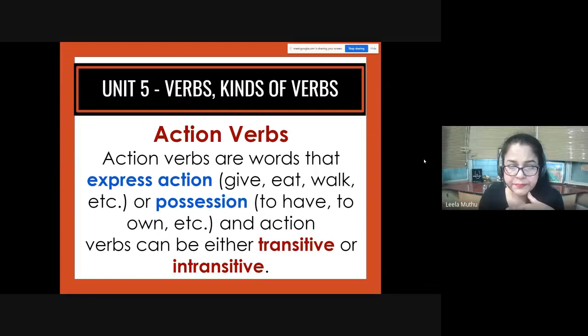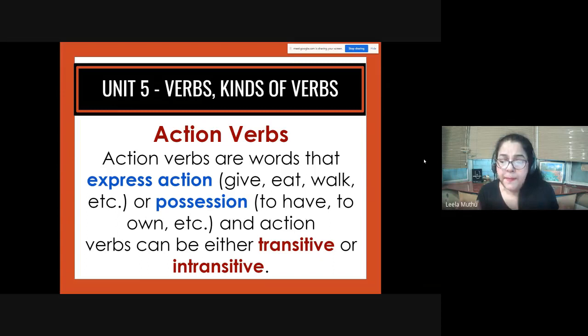So action words, this is just a recap on what I had already told you about expressing an action. Okay, that is eat, walk, wag, give, play, etc. Then you have possession, to have something, to own something, or the state of being. I am, he is upset, he is angry, she is excited, she is happy, she is satisfied, she is anxious. Okay, so these are the state of being, how you are.